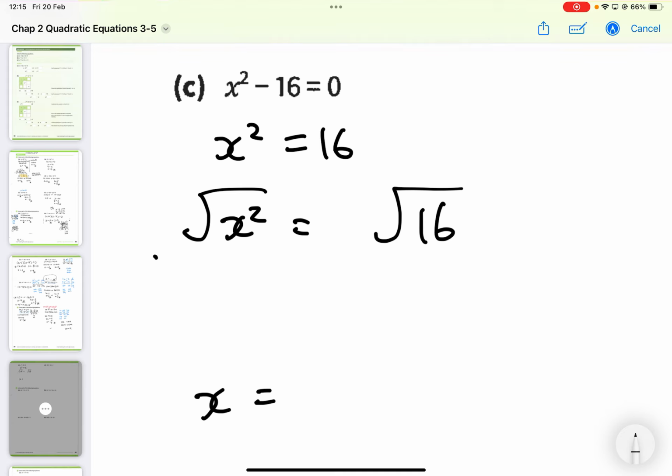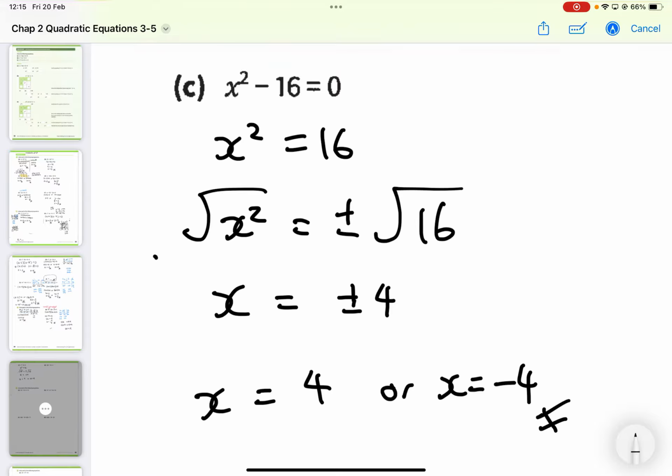Okay, so the important thing here is, when I take square root, I must remember to put a plus or a minus. Okay? Then the square root will cancel out the square. My left hand side, when I continue to move down, the square root cancels out the square, so becomes x already. Then here, square root of 16 is 4. So x can be positive 4 or x can be negative 4. Two answers.